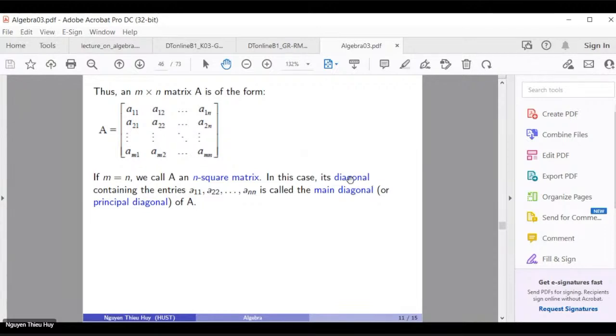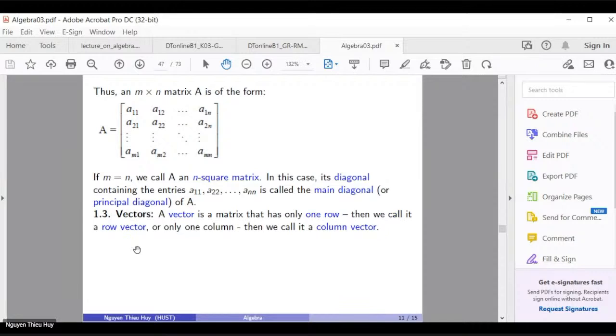So this diagonal containing all the entries a11, a22, and so on until a nn is called the main diagonal or principal diagonal of A. So when m equals n, this is a diagonal running from the upper left corner until the lower right corner. Then this is called the main diagonal or principal diagonal.